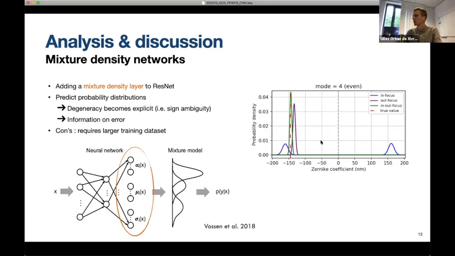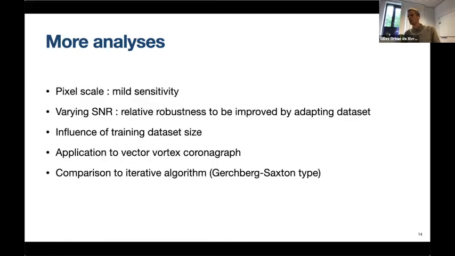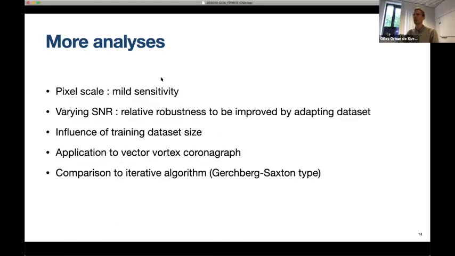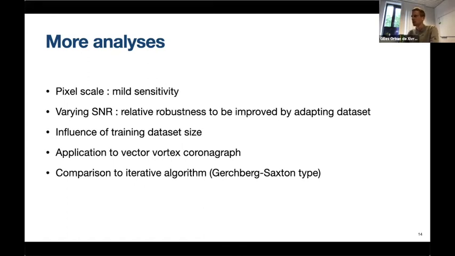Here you have an illustration of what we can get. This is for focus mode, where with a single image in focus, you probably retrieve the amplitude, but not the sign of the mode. We did a number of other analyses that I'm happy to discuss offline, looking at the effect of pixel scale, signature noise, and the size of the training set. We also tried to apply this to a vector vortex coronagraph PSF and compare it to a standard iterative algorithm.